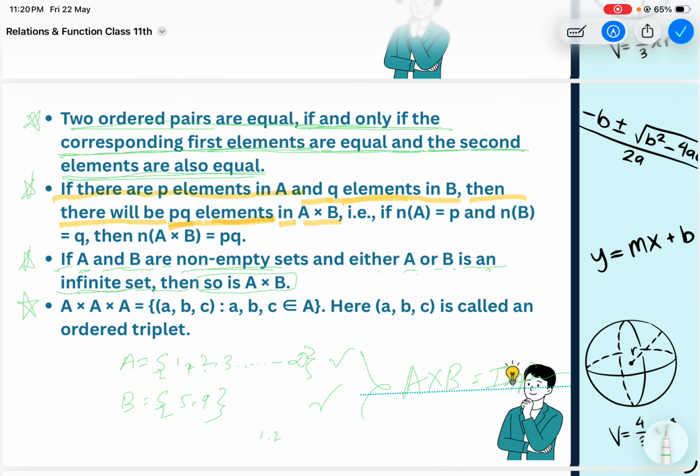right? We will write pairs like 1 comma 5, then 2 comma 5, then 3 comma 5, and so on, we have to go to infinity comma 5, right? Then we will come again with 9, so it will be infinite.